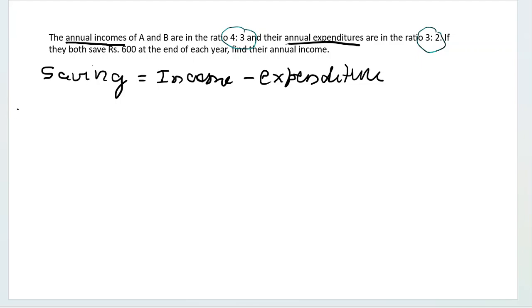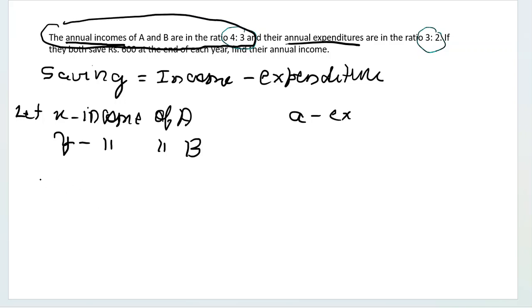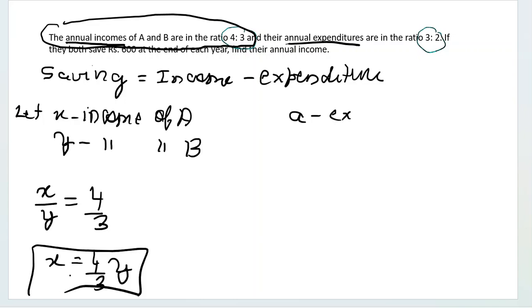So let X be the income of A, Y be the income of B, A be the expenditure of A. This is for this line: annual income of A and B in the ratio 4:3. So what is said? X upon Y is 4 upon 3. Therefore we get X is 4 upon 3 Y. This serves as the first trump card.